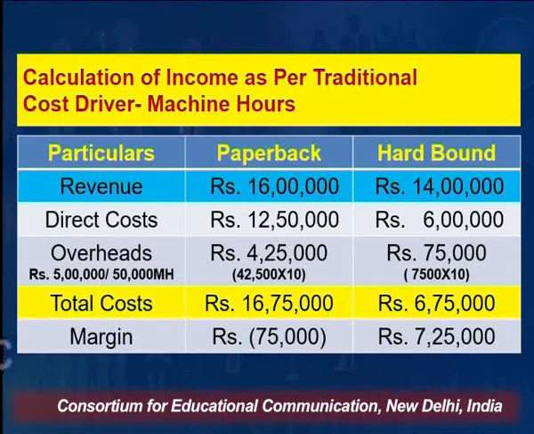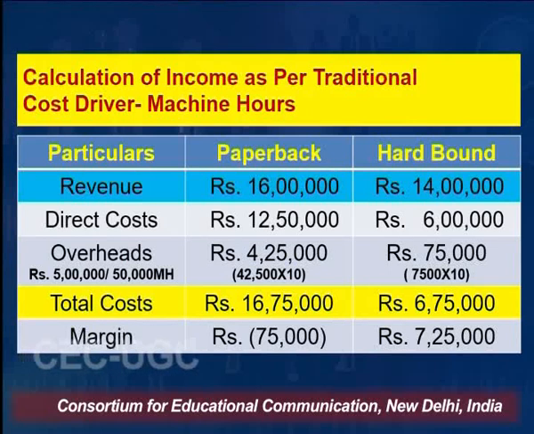So what they could have done, let us see what publisher might have done previously. They might have shown revenue like this: paperback 16 lakh, hardbound 14 lakh. There is no change. This is exactly a representation of data given in the question. I have not done any calculation for this point. Direct cost is also given in the question, 12,50,000 for paperback, and for hardbound it was rupees 6 lakh. Now when we talk about overheads, here comes the role of the information given in the question, that is traditional cost driver, which was machine hour.